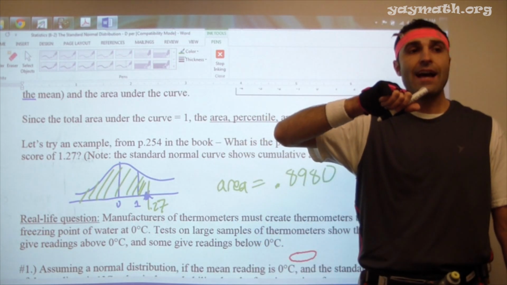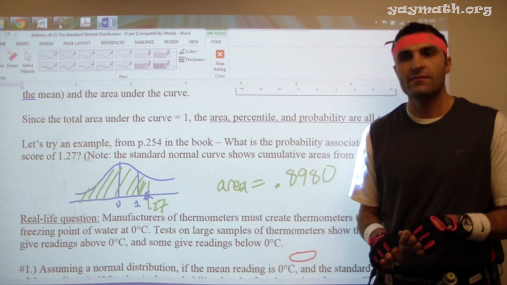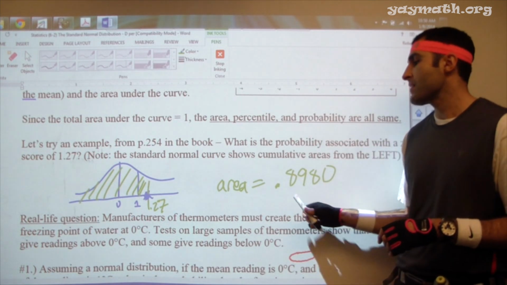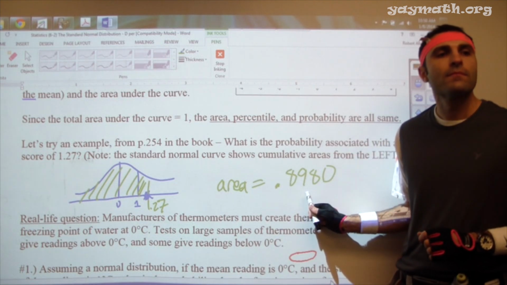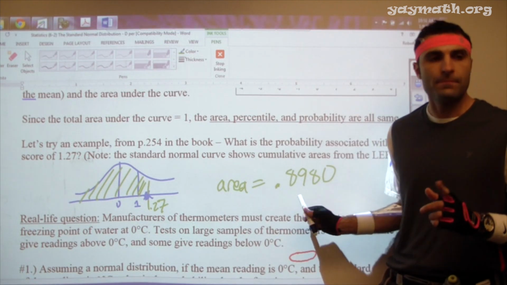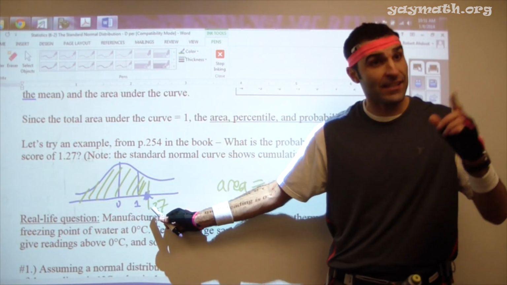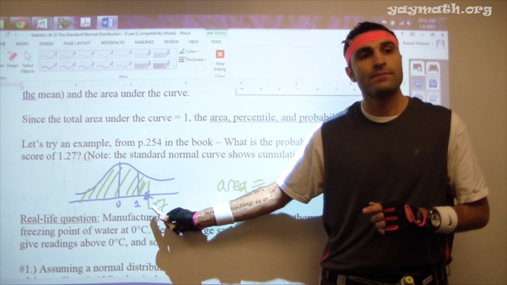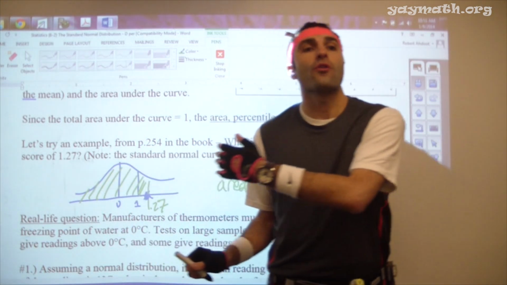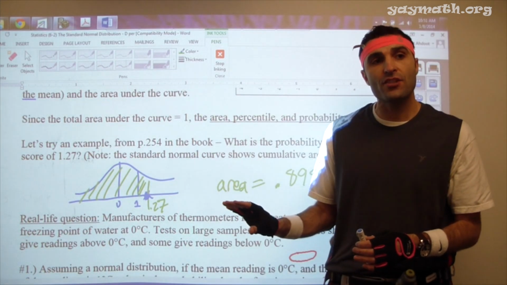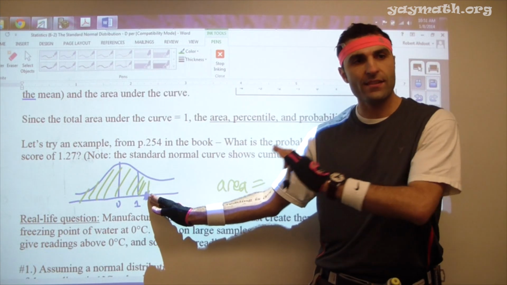Very good. Now someone else do the same thing using the word probability. There is an 89.80 or 89% chance that you will fall within the z-score of 1.27, or to the left of it. Or to the left of it, right. There's an 89% chance, or 89% probability, that you will be here or to the left.